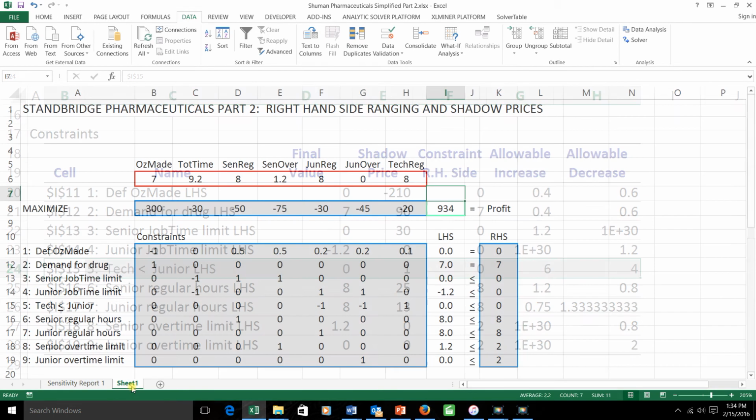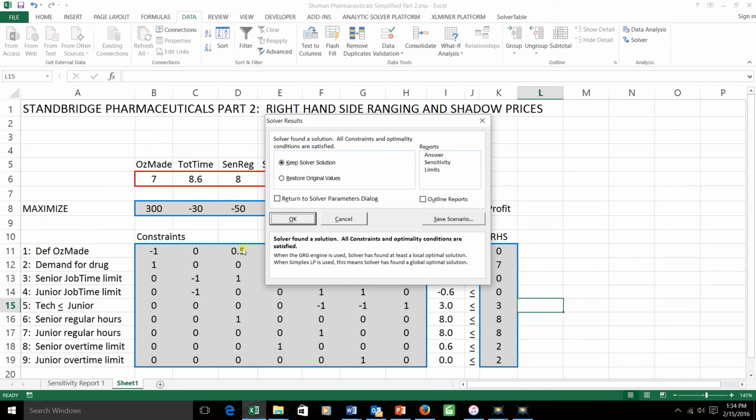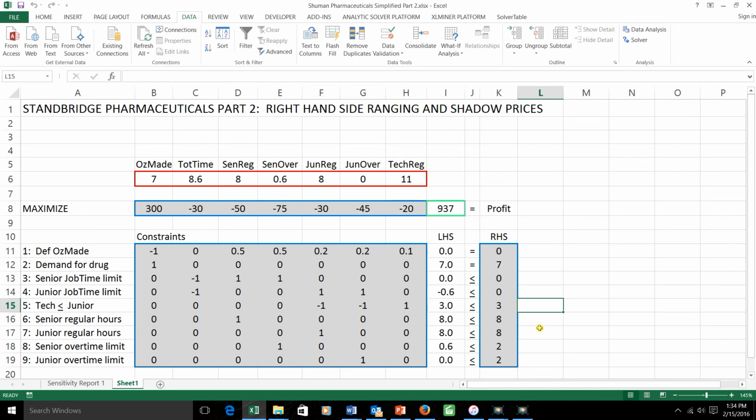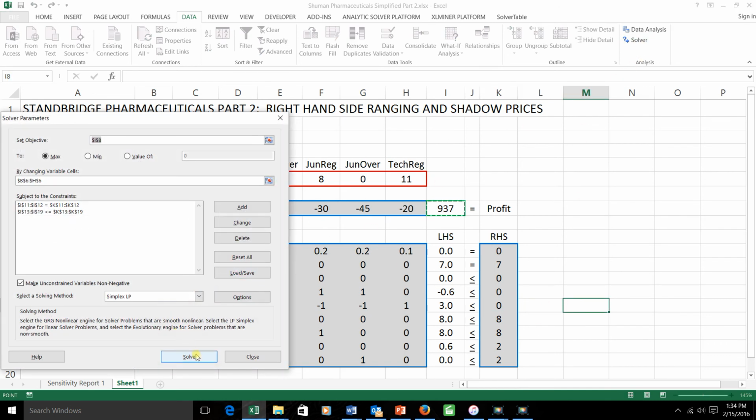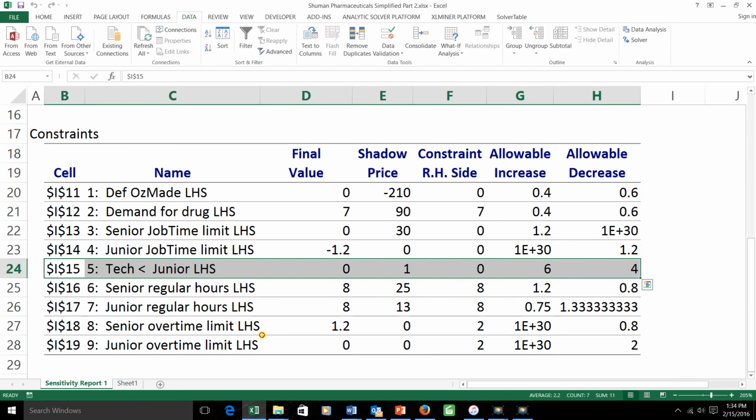Let's verify. I'm going to go to the tech hours and change the right-hand side to make it increase by 3. I expect the objective to go up by 3 to 937. And does it? No surprises. Yes, it does. Change it back to the original problem again. I am changing it back to the original problem each time because these are talking about what happens if I change the current problem. If I modify one thing, I might have to rerun the sensitivity report.